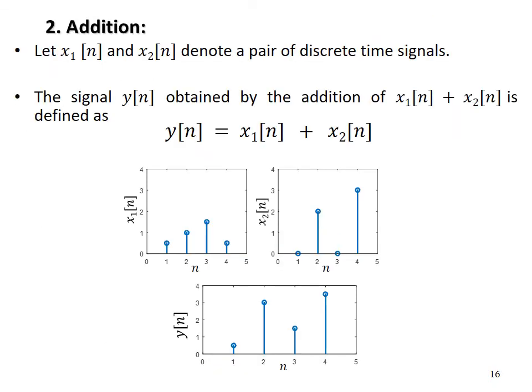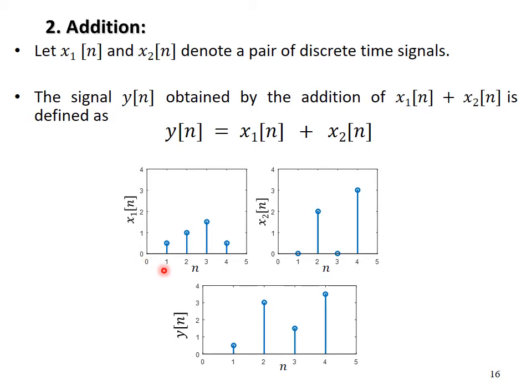Then we have addition of two sequences. For example, we have two sequences, x1 of n and x2 of n, and we want to add these two sequences, and let's say the result is y of n. Then it would be sample by sample addition. For example, as you can see in this figure, x1 of n is 1, 2, 3, 4, and x2 of n is 0, and its value is 2, again 0 and 3. If we want to add these two sequences, then we will add the samples that appear at the same time interval.